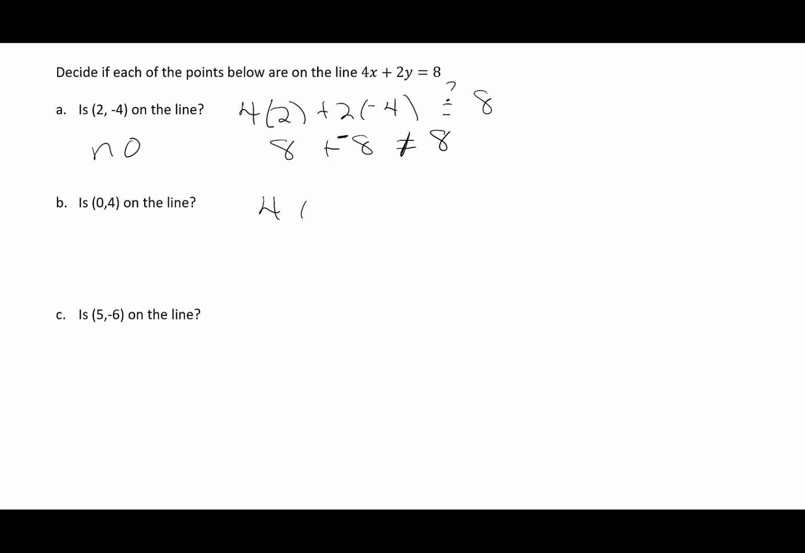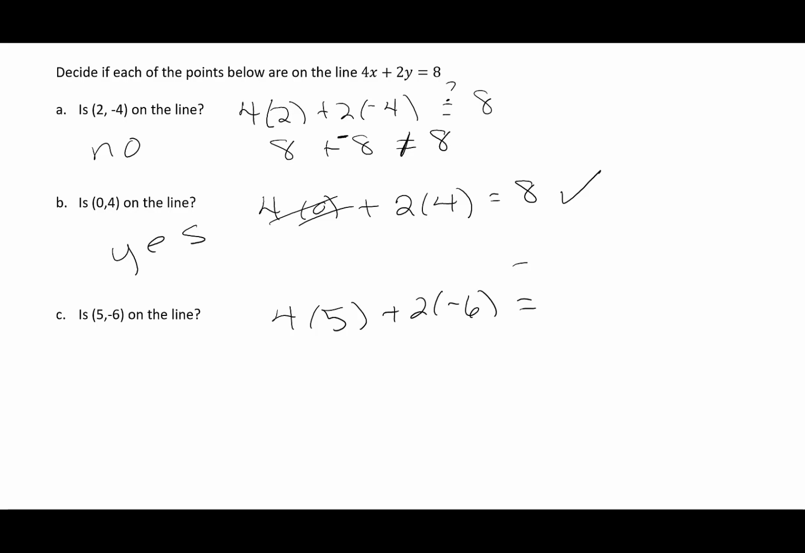Then it says 0, 4 on the line. So let's try. 4 times 0 plus 2 times my y, which is 4. And is that 8? Well, 4 times 0 is 0. That's gone. 2 times 4 is 8. You're like, oh, that works. So yeah, that's on the line. Last one is 5, negative 6 on the line. So I do 4 times 5 plus 2 times negative 6. And we're saying, question mark, is that 8? 4 times 5 is 20. 2 times negative 6 is negative 12. 20 minus 12 is 8. That's equal to 8. And you're like, yep, that's on the line.